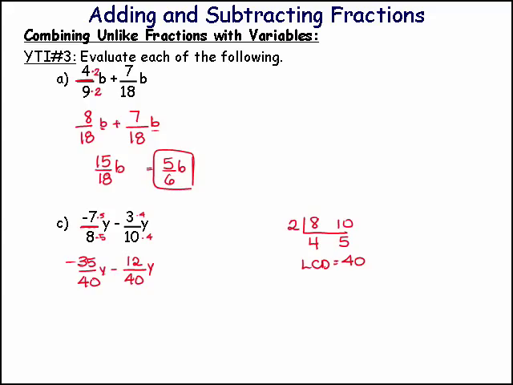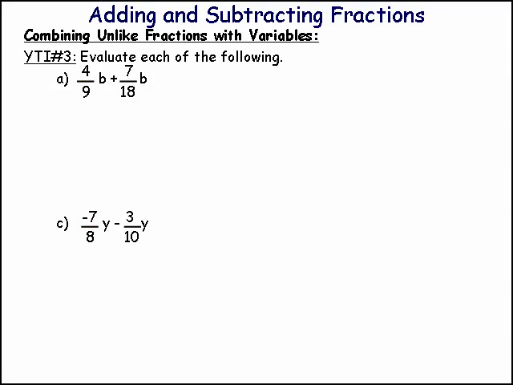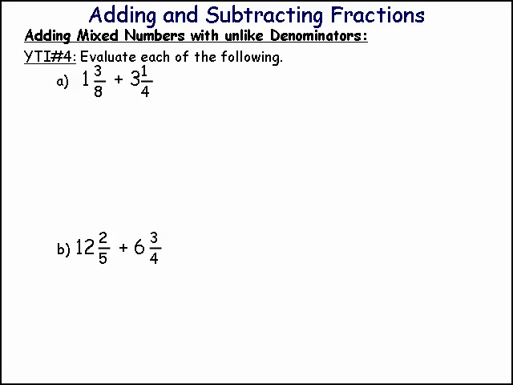So what do I get out? I get negative 47 over 40 y. This can be fixed up as a mixed number. How many times does 40 go into 47? A total of 1 time, with a total of 7 left over. And then don't forget to attach the y on the end. Okay, there's the answer.